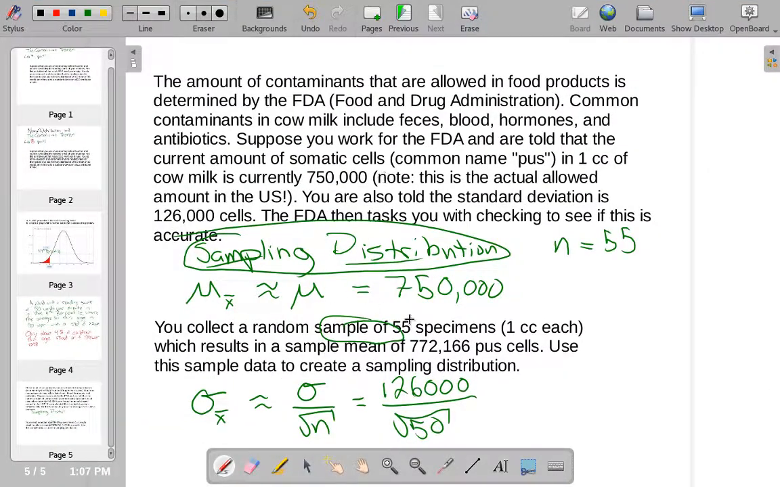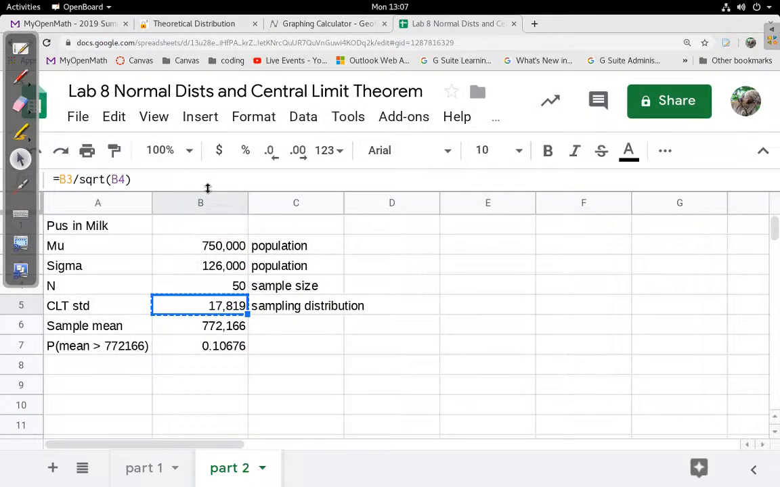So this is about, and that was a rounded amount, 17,819 is the standard deviation for the sampling distribution. So we're going to have to make a distribution for that. So my mean is 750,000. All right, let's see if I can remember all that. And I'll show you this calculation later.